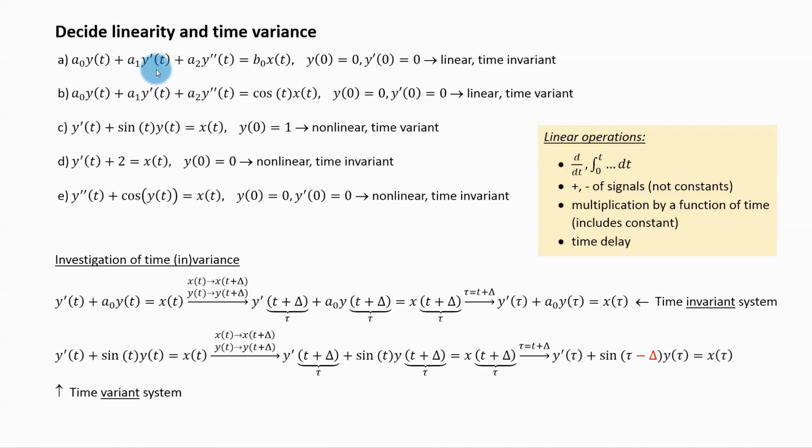Here I have a derivative, which is a linear operation. Again, addition of signals, multiplication by constants, two derivatives, that is still a linear operation, multiplication by a constant, and that's it. So all of these operations are linear, so this equation can describe a linear system. I need to check the initial conditions, and I see that the initial conditions are 0, so I can say that the system is linear.